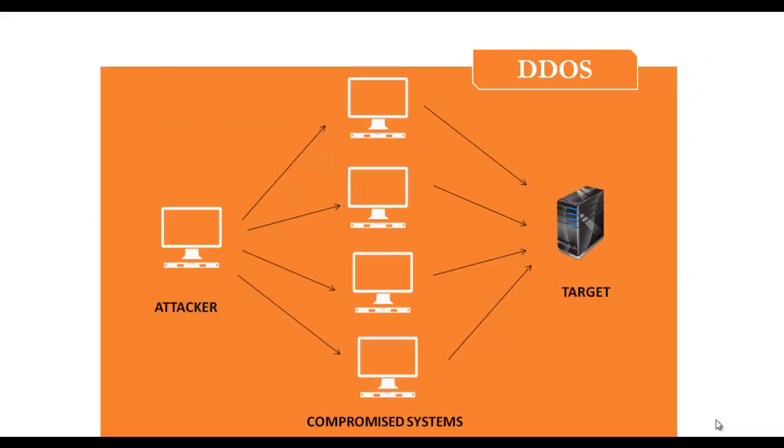This is the pictorial representation of a distributed denial of service attack, where he is the attacker. This is the attacker's machine, which has compromised 4 zombies. Now these 4 systems are in the control of this attacker, and this attacker is trying to attack this target server using these 4 compromised systems. So this is how a distributed denial of service attack works.